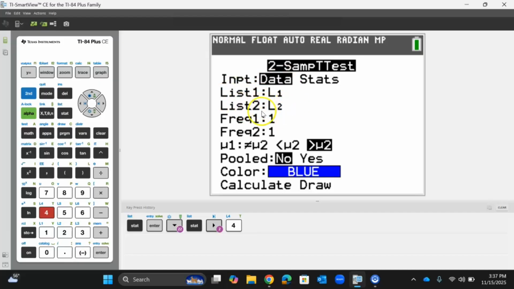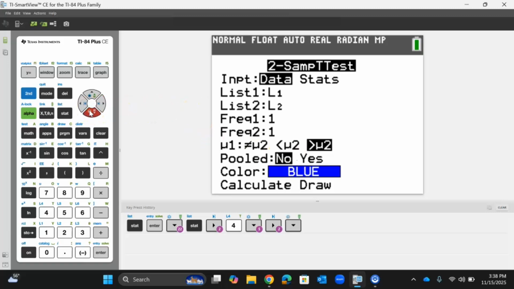List 2 will be my Americas group, which will be in list 2. I don't have any frequency tables in this situation, so I'm going to leave these as 1. And I did want a right tail test. If you go back to your alternative hypothesis, we had that mu1 was greater than mu2, assuming that your group 1 is Europe and the Americas is your group 2.